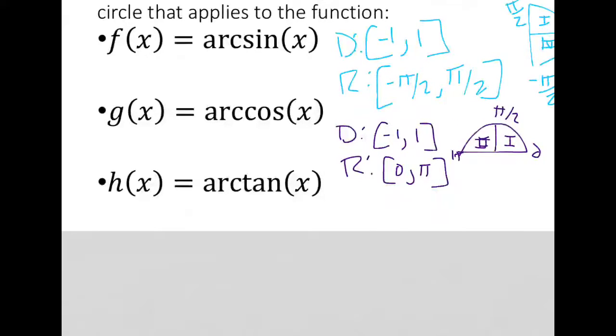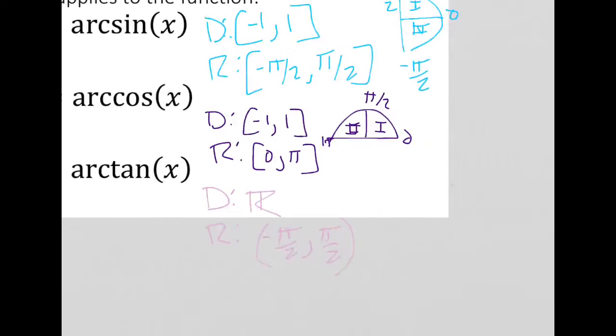Last one, arctan. This one's a little bit different than the others in that the domain is now all real numbers, and the range is also between -pi/2 and +pi/2, but it does not include those values, unlike sine. So again, we're looking in these first two quadrants, pi/2 down to -pi/2, but we are not including those pi/2 and -pi/2 endpoints because tangent is undefined there.